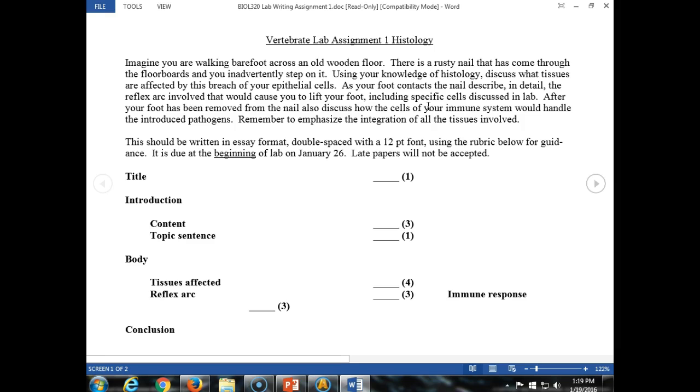After your foot has been removed from the nail, also discuss how the cells of your immune system would handle the introduced pathogens. Remember how we talked about blood, the different white blood cells? That's a hint, so you can get those involved too. Remember to emphasize the integration of all the tissues involved. You'll write it in essay format, double-spaced, 12-point font. It's due at the beginning of lab next week.